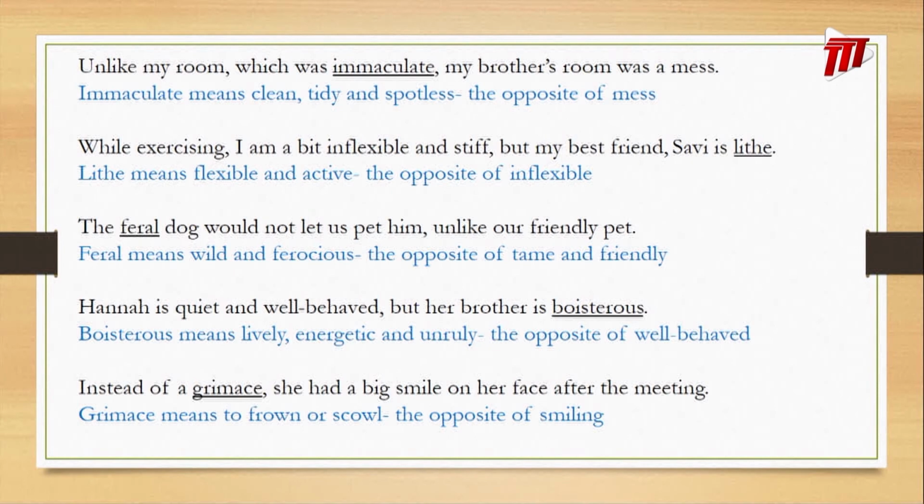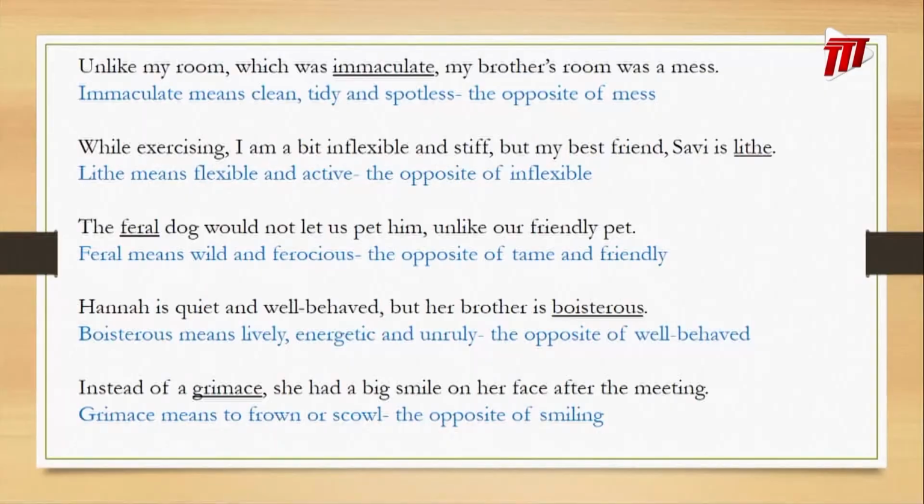So here's where we go back over these examples just to go through with you how we look at the examples and figure out the opposites in the sentences in antonym clues. Unlike my room, which was immaculate, my brother's room was a mess. Immaculate means clean, tidy, and spotless, the opposite of mess.